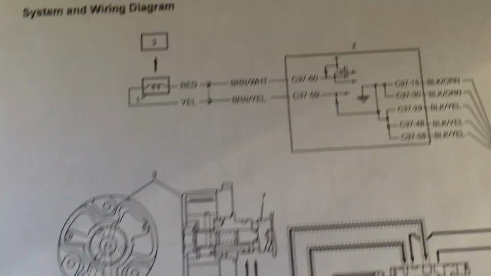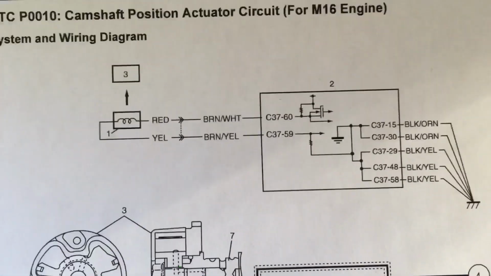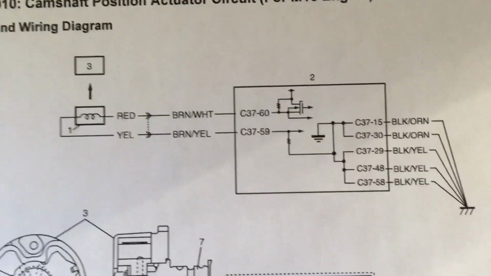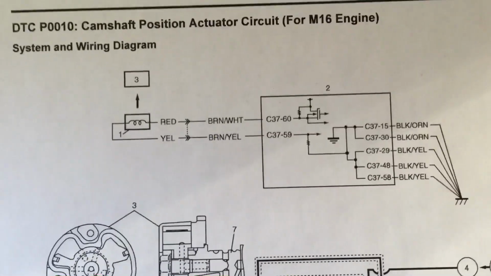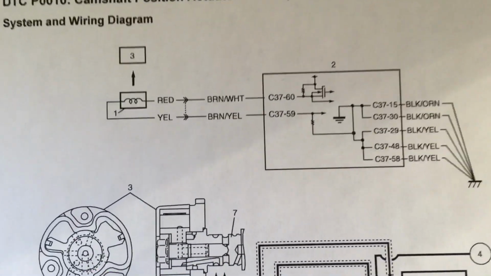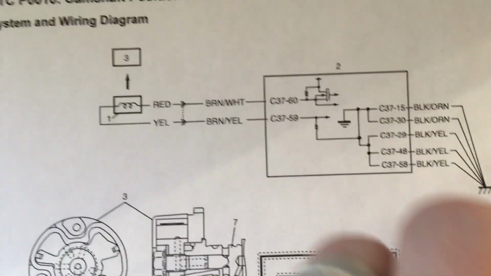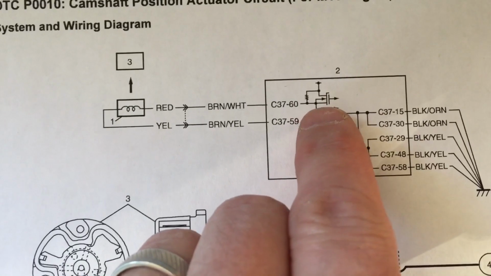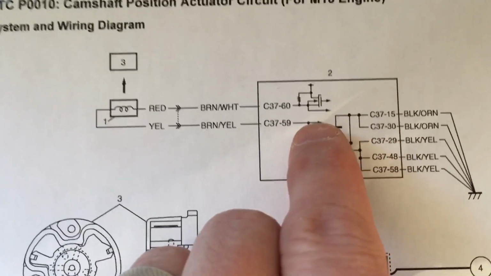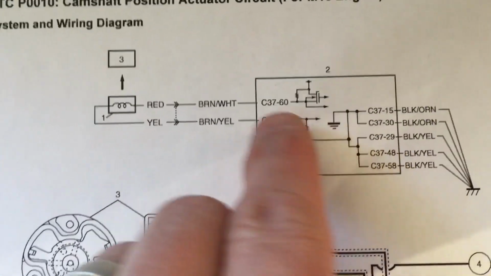So what's interesting about this circuit is that unlike most oil control valve variable valve timing systems out there, this one appears to be high side switched if you look at the drawing. They didn't draw just a traditional transistor. It looks like a field effect transistor to me. Somebody correct me if I'm mistaken.